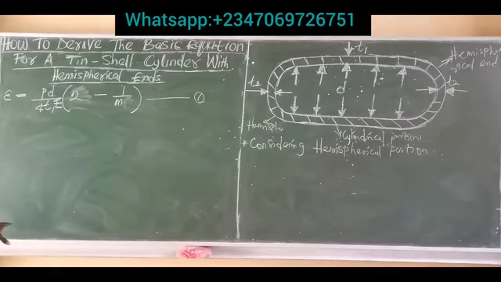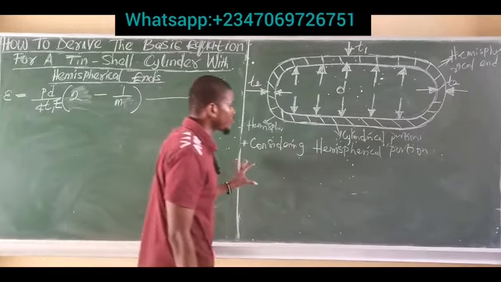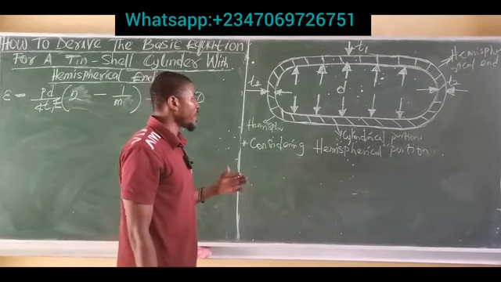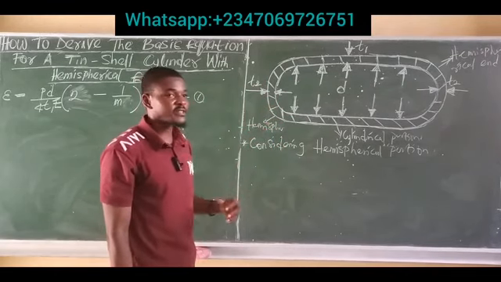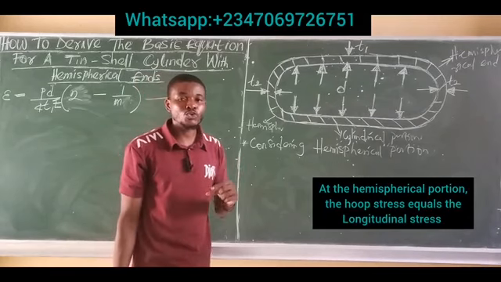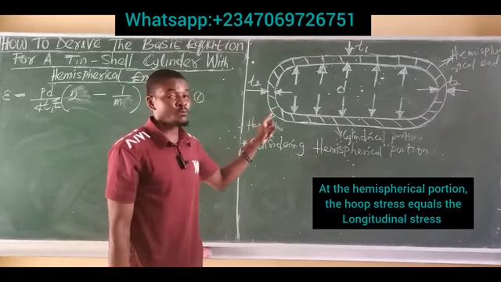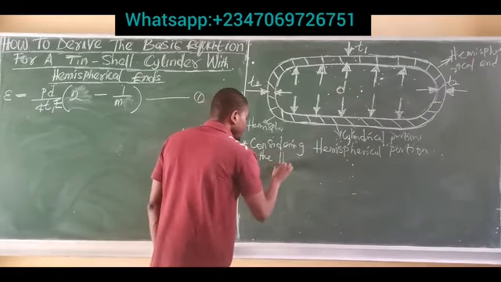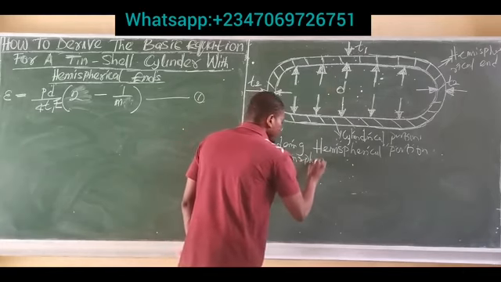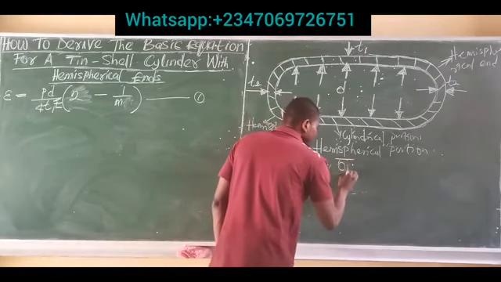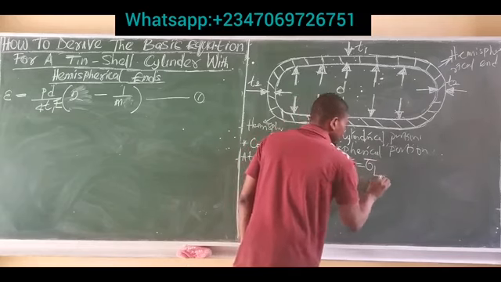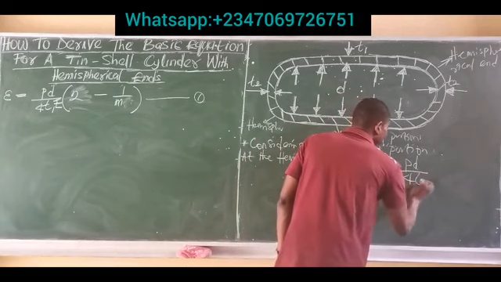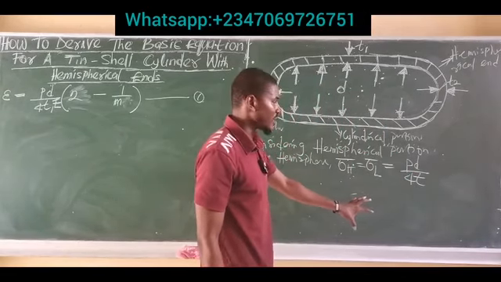All right, so that is the strain in the cylindrical portion. Now we are considering the hemispherical portion, which is the bend. One thing to keep in mind when considering the hemispherical portion is that the hoop stress is equal to the longitudinal stress at the hemispherical portion. Okay, at the hemisphere, the hoop stress, sigma h, is equal to the longitudinal stress, and this is given as PD all over 4T. We have done all of this earlier, okay?